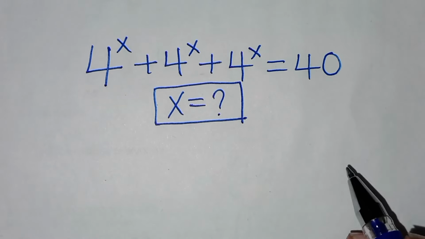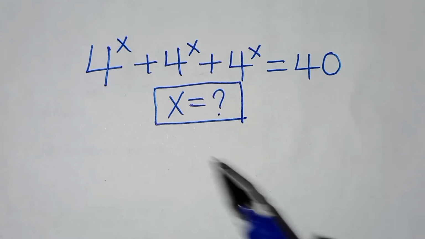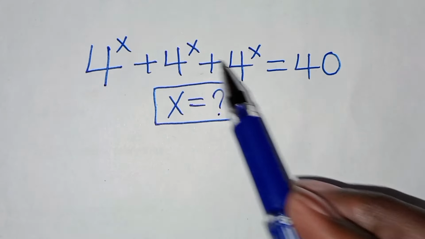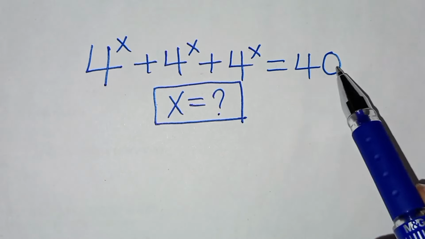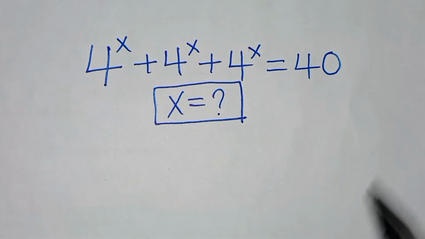You are welcome to solve this nice exponential equation, which is 4 to the power x plus 4 to the power x plus 4 to the power x. This is equal to 40. What is the value of x?